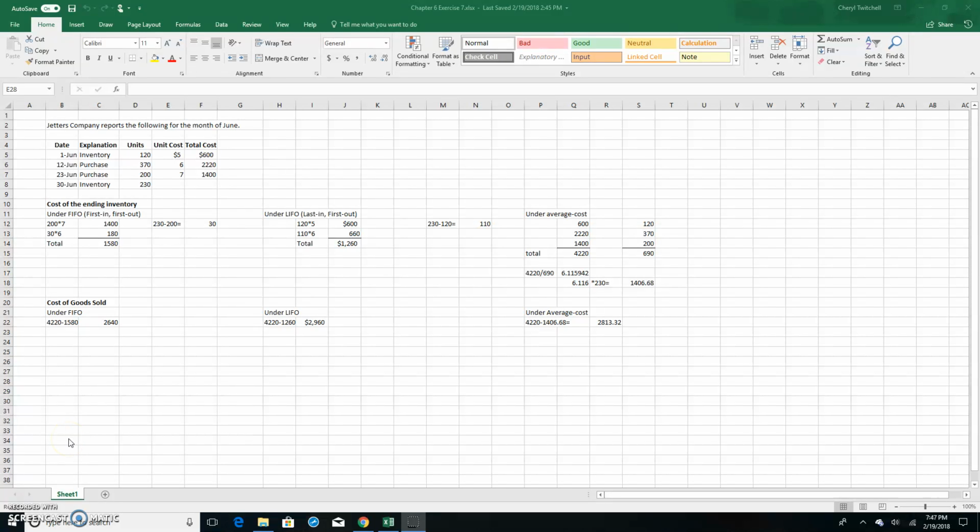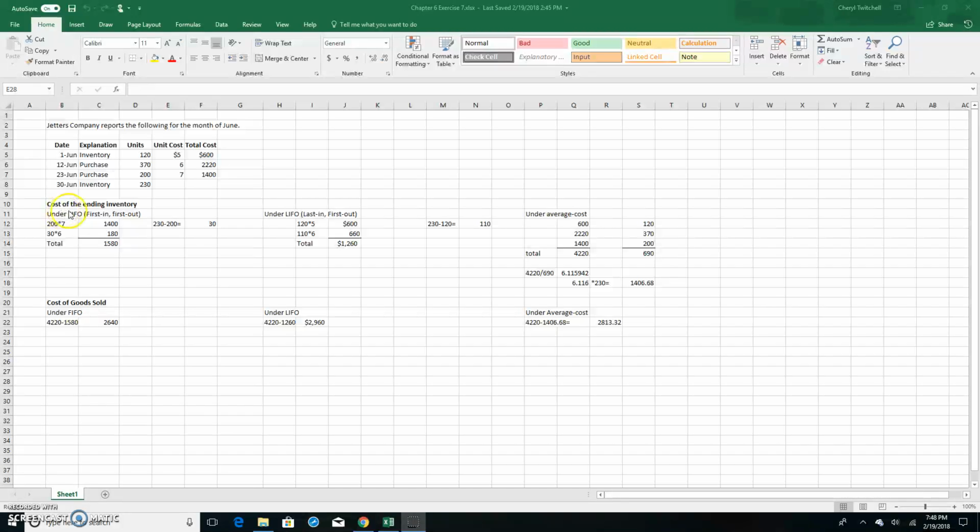This is exercise 7 from chapter 6, and the problem says that we're looking for the cost of the ending inventory and the cost of goods sold under the three different costing methods. We'll start here. It says Jetters Company reports the following for the month of June, and it has the dates here and the explanation, the inventory purchases, and the ending inventory, and the different units that are available for each, and then the unit cost and the total cost.